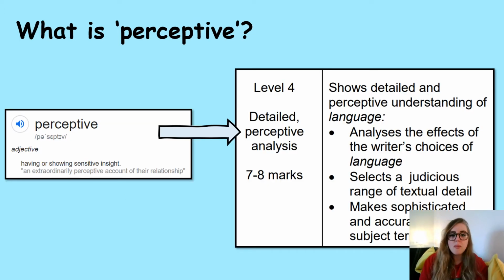Okay, so the actual definition from Google is having or showing sensitive insight. So again, it's not very helpful to those of you that maybe struggle with being perceptive, if it doesn't come naturally to you, something that you have to learn to do. Level 4, then, as it says here, you need to be able to analyse in detail and perceptively. So kind of looking at it from a different angle, for example.